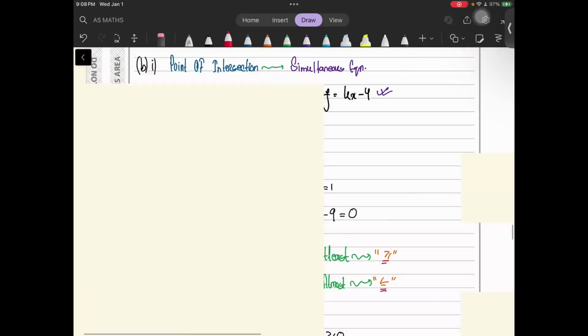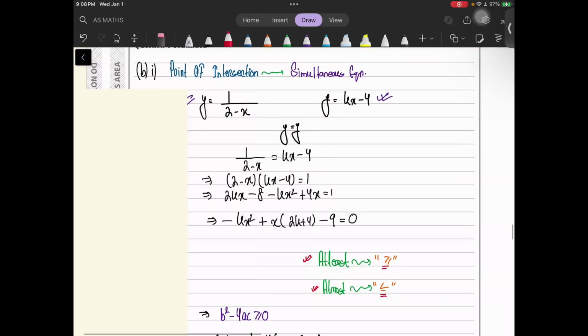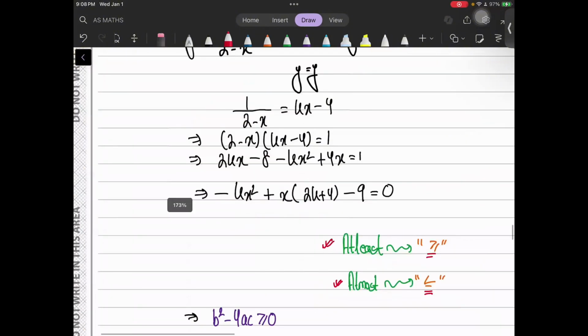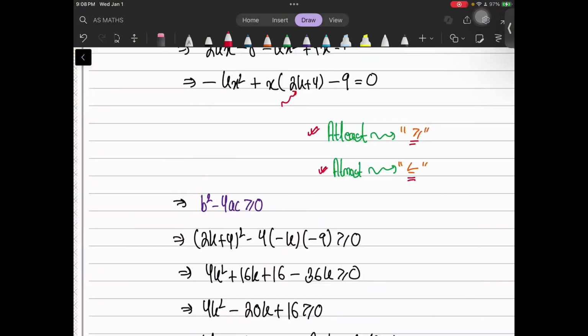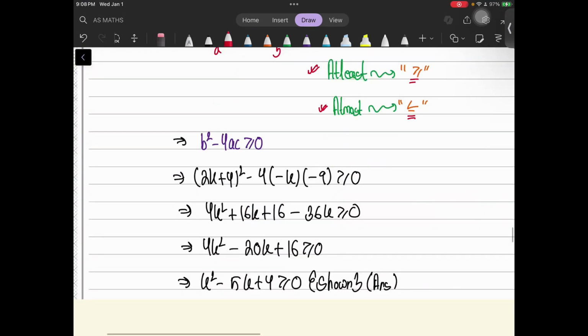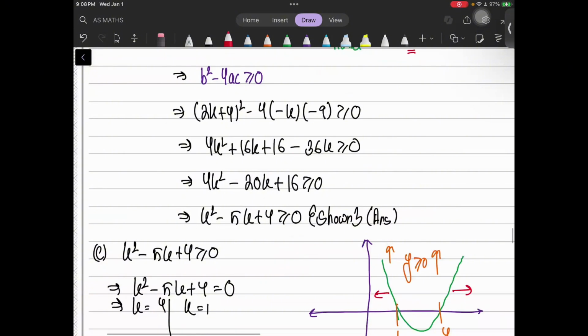So b square minus 4ac is greater than or equal to 0. This entire thing is b, this is a, and this thing is c, right? A, b, c. b square minus 4ac greater than or equal to 0. So basically you solve it, simplify it, and you get something like this.